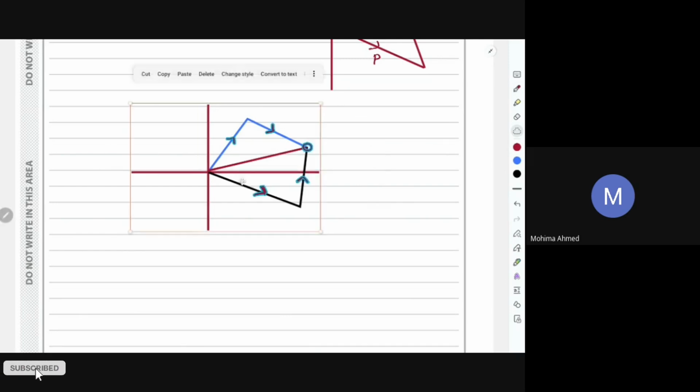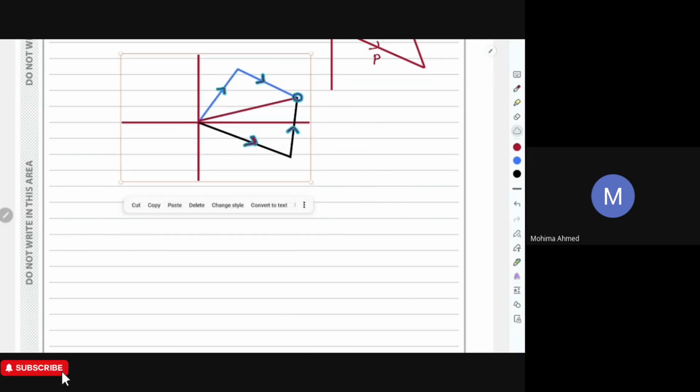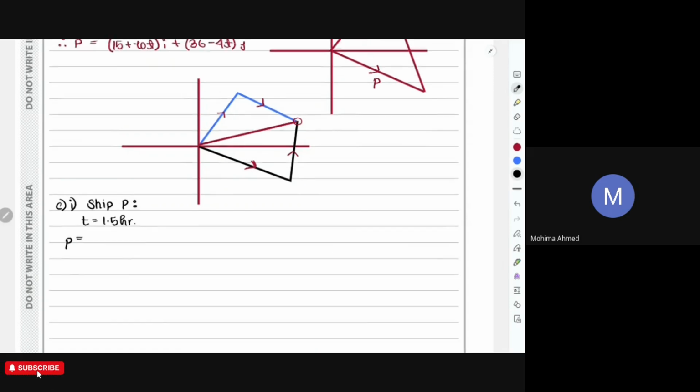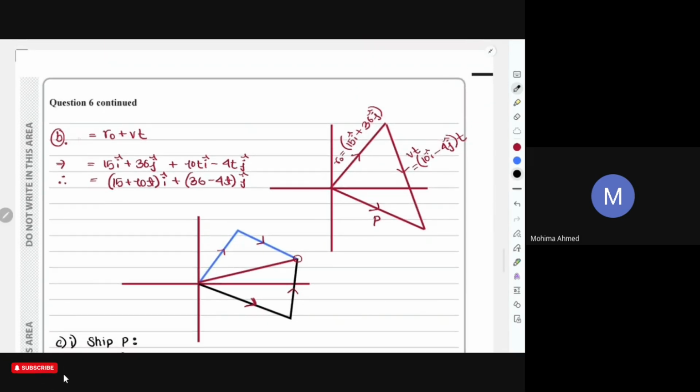I have the expression for RP, which we calculated in the previous part B. So for C1, I am focused on ship P first, right? 13:30 means the time is now 1.5 hours. So if I want to find the expression for P, this is a mistake. It's supposed to be small p.